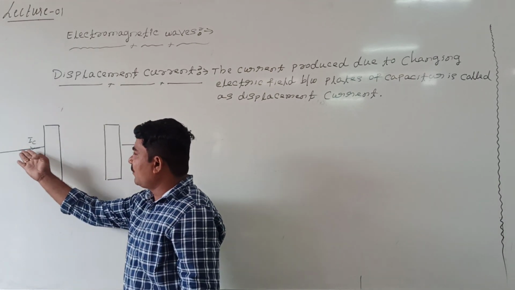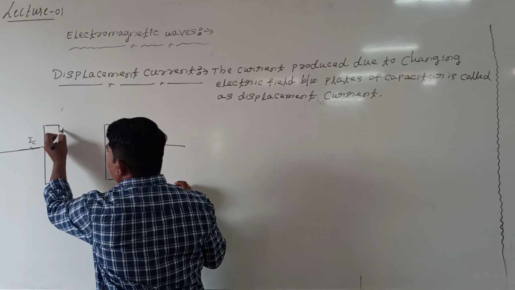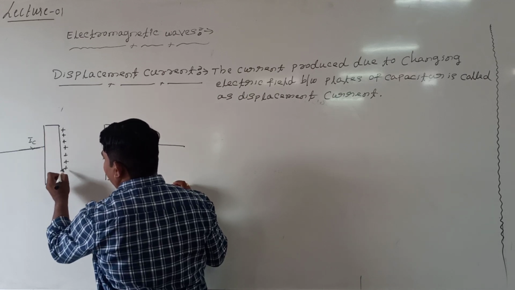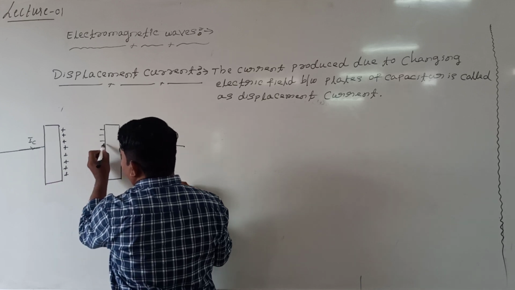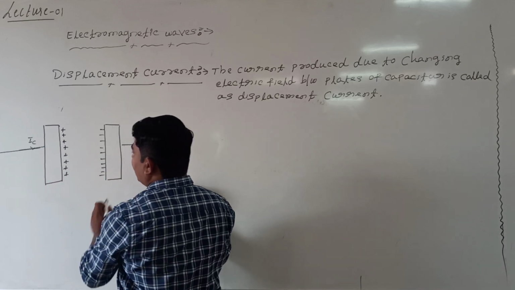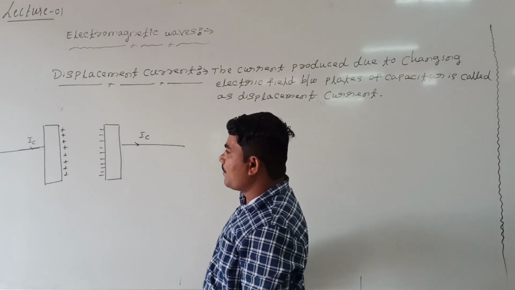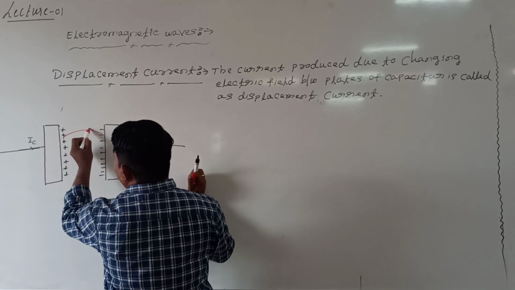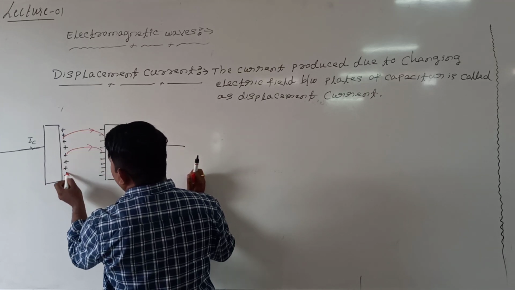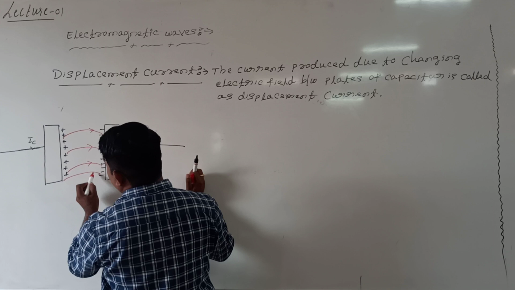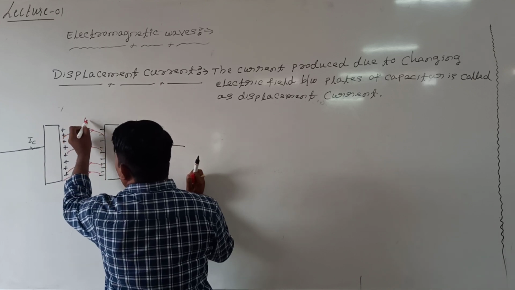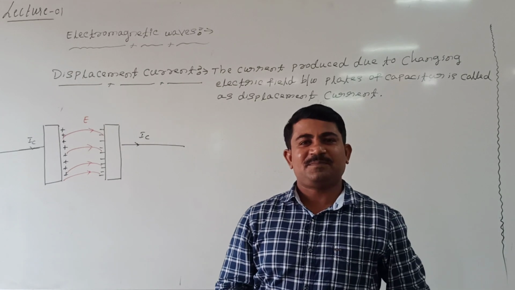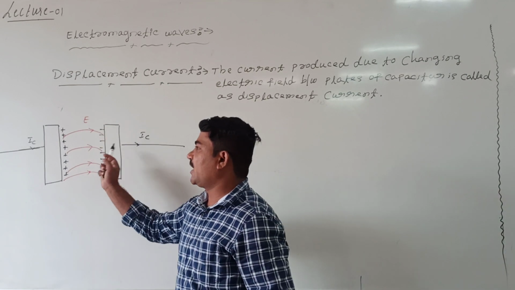But wherever current flows in the capacitor, on one plate positive charges are deposited, on the other plate negative charges are deposited. Are you following? Wherever current flows, more charges are deposited, so the electric field is of variable value in between plates of capacitor. How is the electric field produced? This is the electric field. This electric field is always variable value.